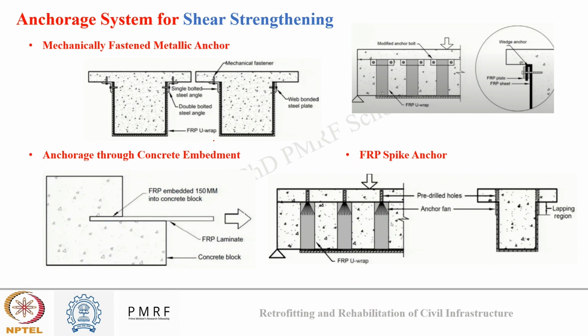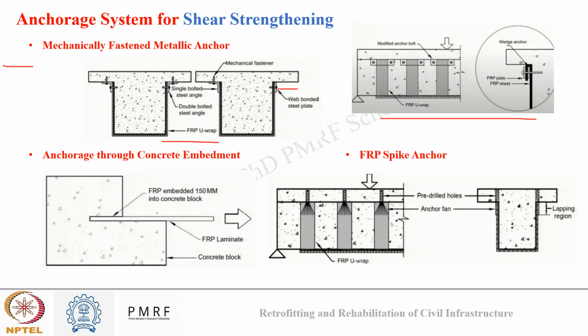So the anchorage methods we saw till now were mainly for FRP flexural strengthening. Now let's see for FRP used in shear strengthening what all anchorage systems can be used. So we have mechanical fastened metallic anchors. So in the first image you can see FRP U wrap was used, and near the end, metallic anchors were used to improve the bonding and delay the shear failure. The same can be seen in the second image also. FRP U strap with anchor bolts used at the end.